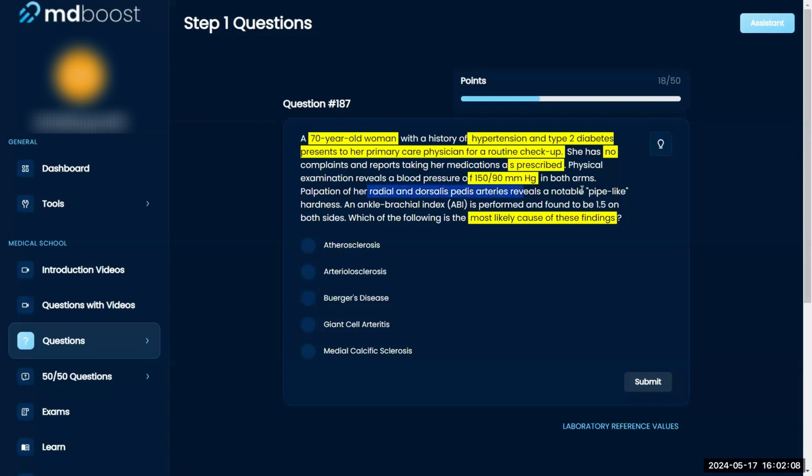Palpation of her radial and dorsalis pedis reveals a notable pipe-like hardness. An ankle brachial index is performed and found to be 1.5 on both sides, which means nothing to me. Which of the following is the most likely cause of these findings?